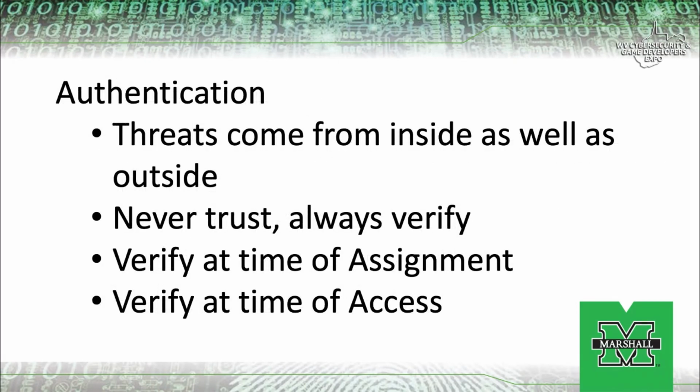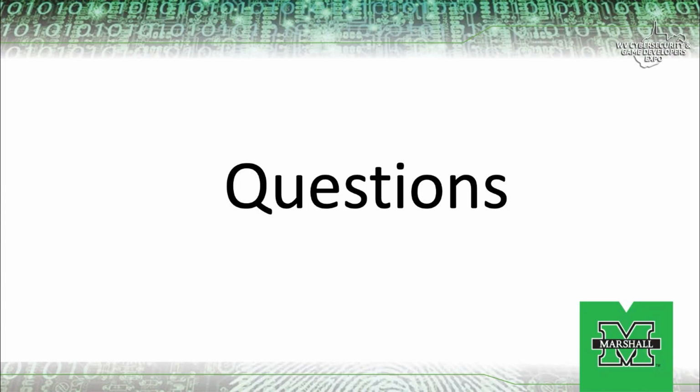So the reason we authenticate identities and processes and pieces of hardware is threats come from the outside as well, from the inside as well as the outside. Does anyone remember Mr. Snowden? If the NSA were using zero trust at the time, he should have never been able to access the data that he was able to get, steal, and then leak, and then flee to Russia. I hope he's having a good time eating potatoes or whatever they do in Russia. Never trust, always verify. You should verify at the time of assignment of the roles and verify again at the time of access.